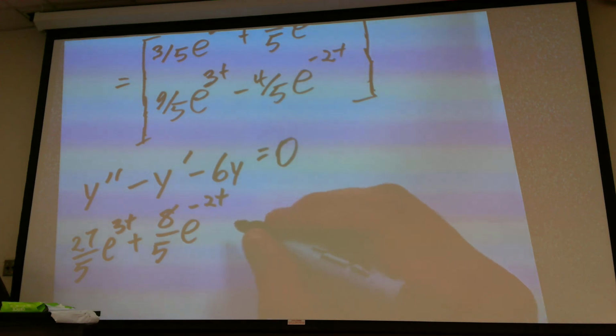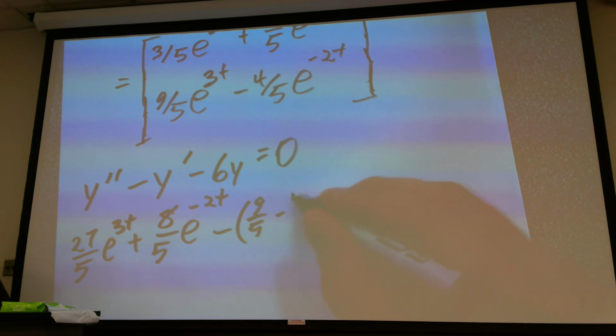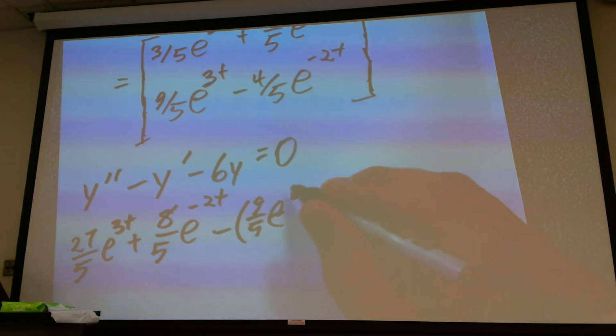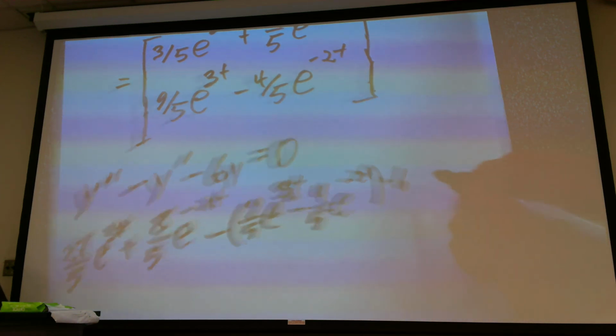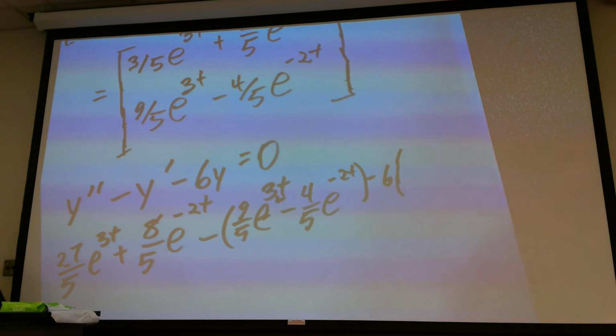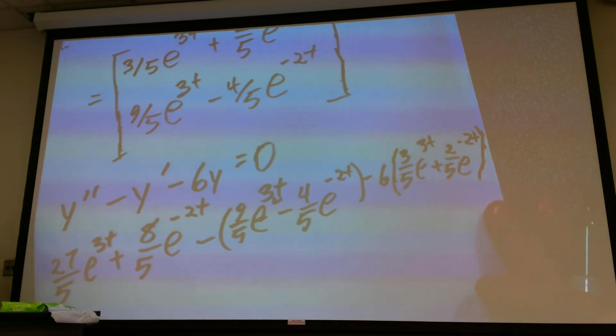Okay. Now minus, okay, let me just write that one down. 9 over 5 minus 9 over 5 e to the 3t minus 4 over 5 e to the minus 2t. Okay. And then minus 6, okay, so that would be, I'm going to run out of room. Try to write it smaller. 3 over 5 e to the 3t, and then plus 2 over 5 e to the minus 2t. Okay, I have to put that on there.